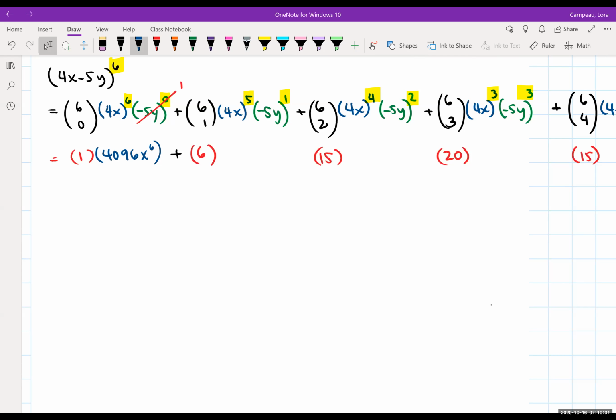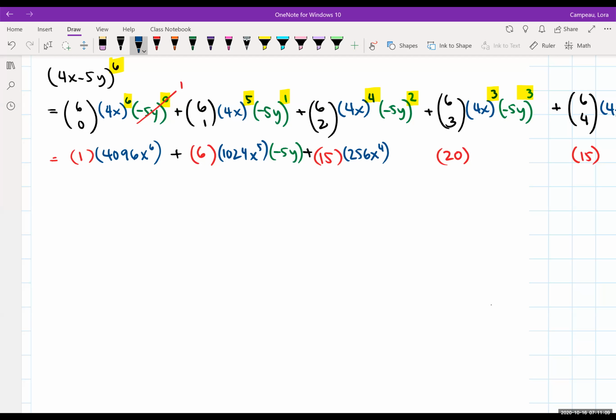So now if we're going to take this, we may need a little more space. But if we have 4x to the 5th, again, we're raising 4 to the 5th power. So that would leave me with 1,024x to the 5th. And now I need to multiply this by negative 5y to the 1st power. So that's, again, just negative 5y. That's added to 15 multiplied by, now we're going to raise 4x to the 4th. So 4 to the 4th is 256. Let's color code that a little nicer for you. 256x to the 4th.